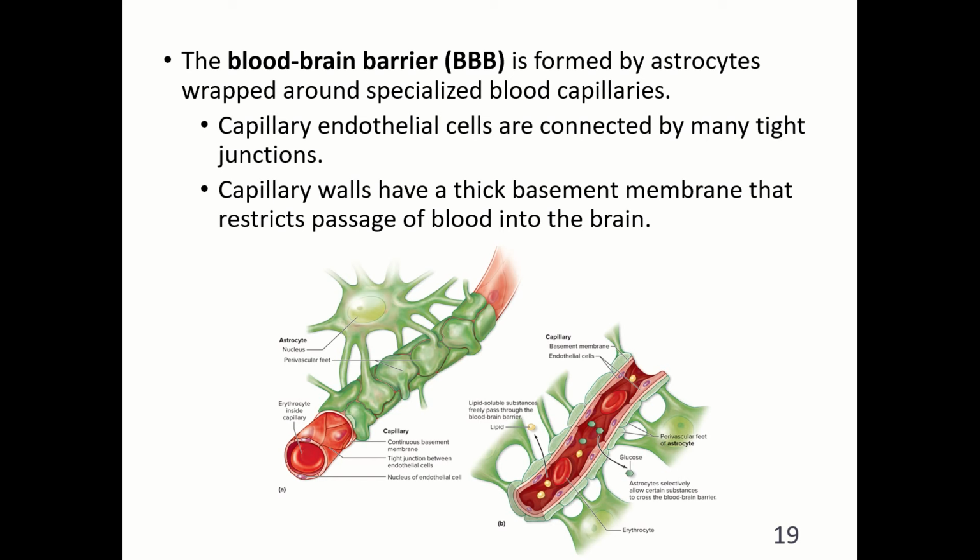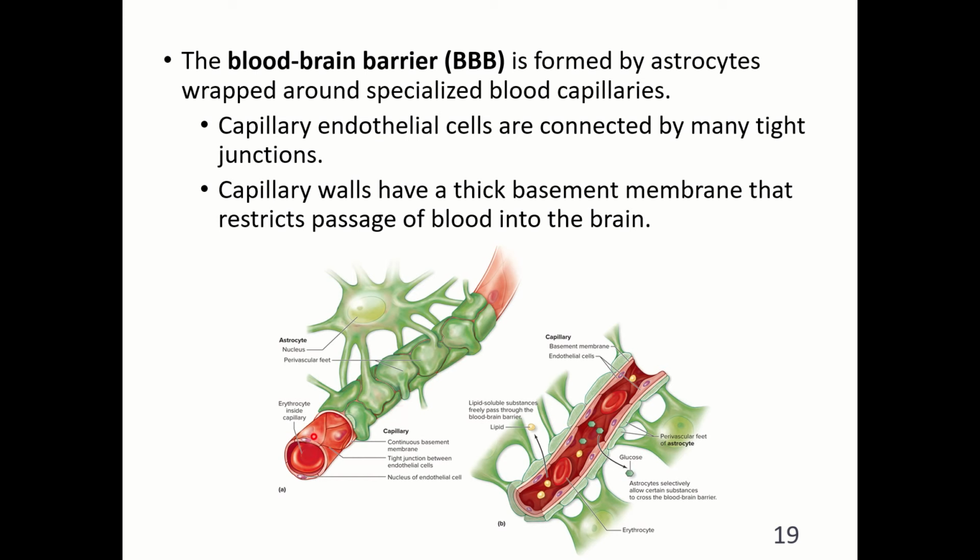The blood-brain barrier, abbreviated BBB, is formed by astrocytes wrapped around specialized blood capillaries. We can see the astrocyte here. Remember, that is a star-shaped cell. It's a neuroglial cell in the central nervous system. And it has these feet called perivascular feet because they're around the vascular tissue.